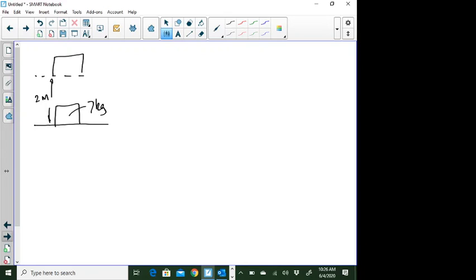So we're going to take a 7 kilogram box, we're going to raise it 2 meters. You want to know how much work has been done. All right. This 2 meters, what does that represent? Lifting up. So that's our distance. It's 2 meters. Here we have 7 kilograms. What is 7 kilograms?